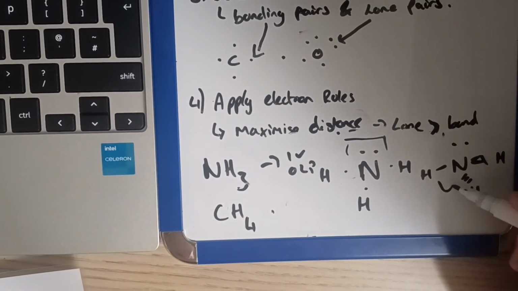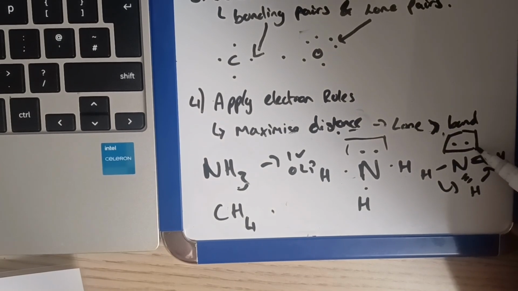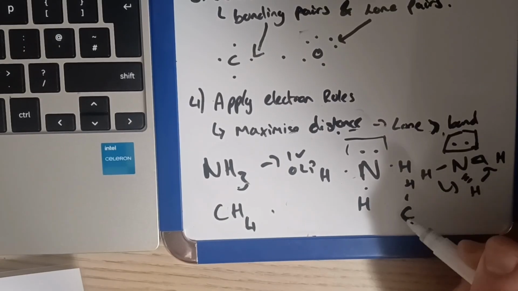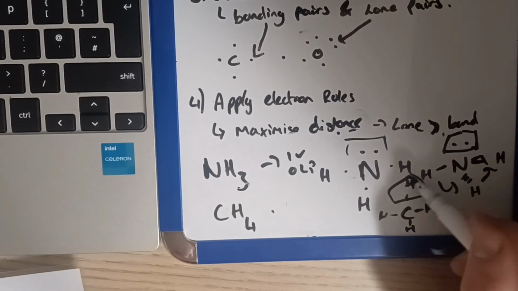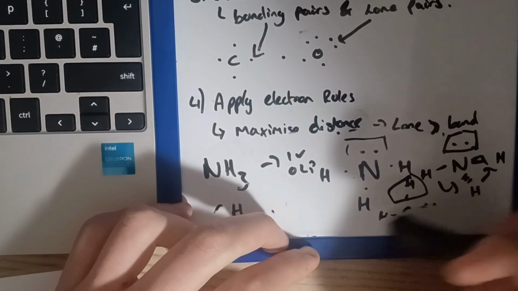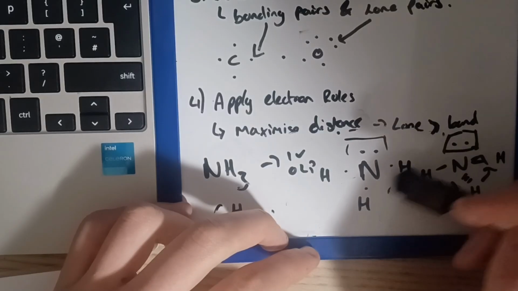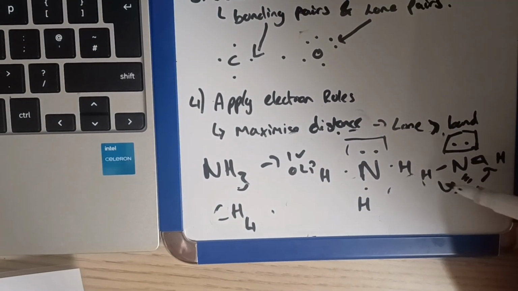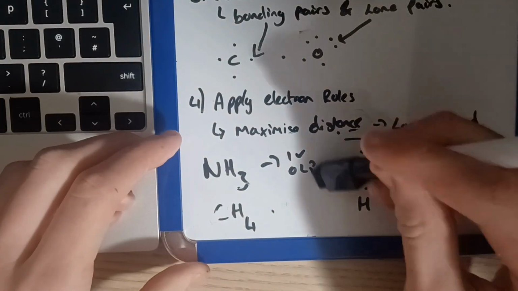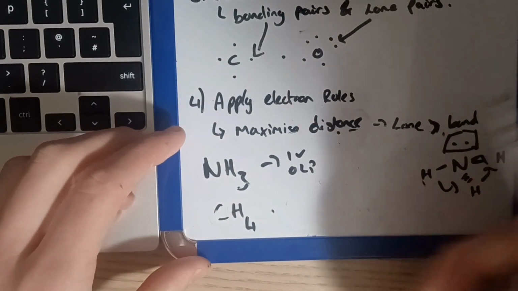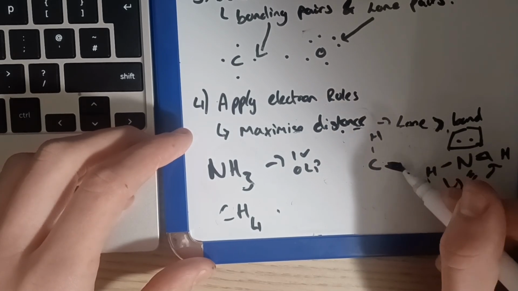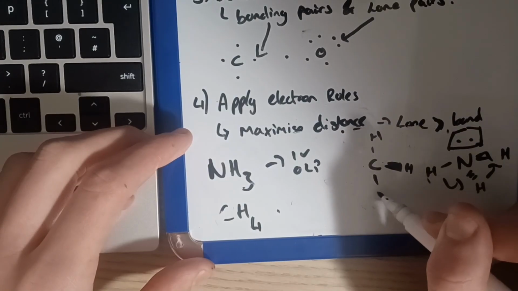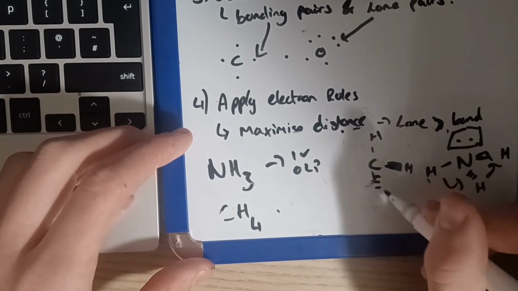The reason it's shaped like this is because this lone pair is essentially acting like this hydrogen on methane. It's acting like this, except in this scenario, the repulsion is a lot stronger than the hydrogen on methane. So I'll show you in 3D again, if I can draw in 3D.